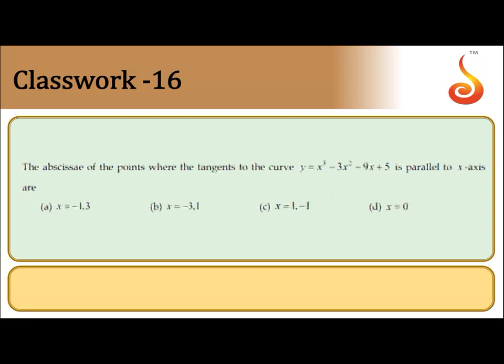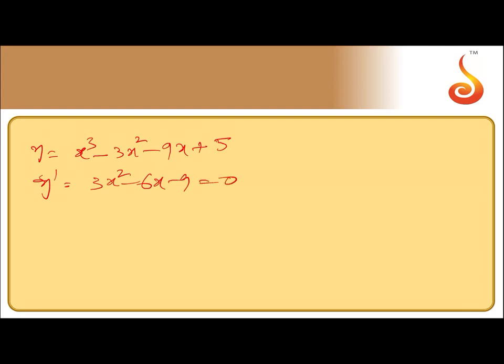Coming to next one. The abscissa of the points where the tangents to the curve are parallel to x-axis. Tangents are parallel to x-axis means the slope is equals to 0. y is equals to x cube minus 3x square minus 9x plus 5, and the derivative is equals to 3x square minus 6x minus 9. And that has to be 0.